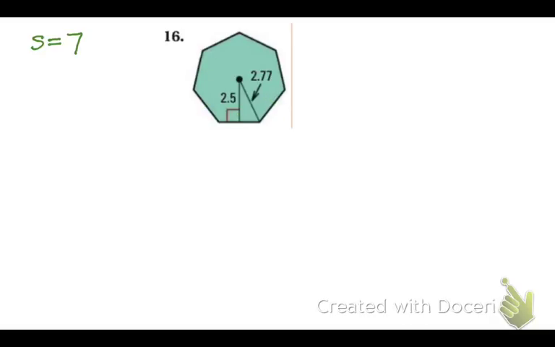Our central angle is equal to 360 divided by 7. Hold on, I've got to calculate that. So the measure of the central angle is 51.42. What that means is this angle here is equal to 51.42.